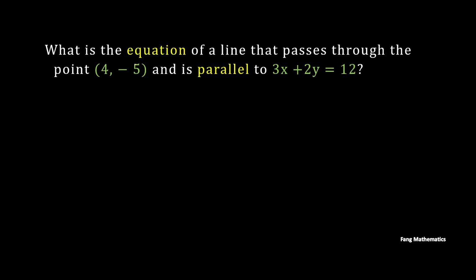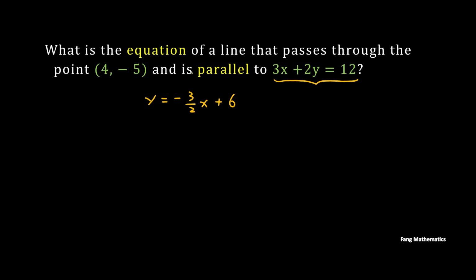Moving on, we are going to determine the equation of a line that is parallel to this line. So let's rearrange this line in standard slope-intercept form. If you rearrange it nicely, you should have y is equal to minus 3 over 2 x plus 6. And we are to determine the equation of the unknown line.